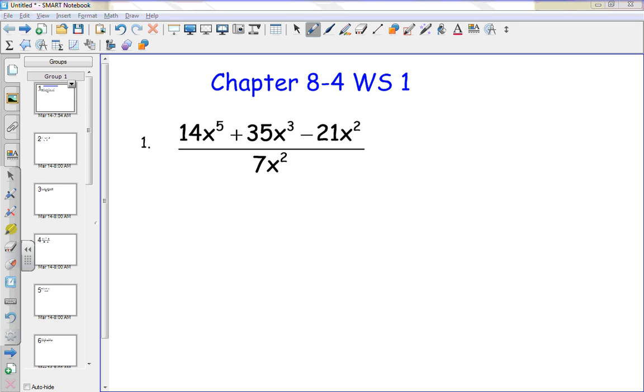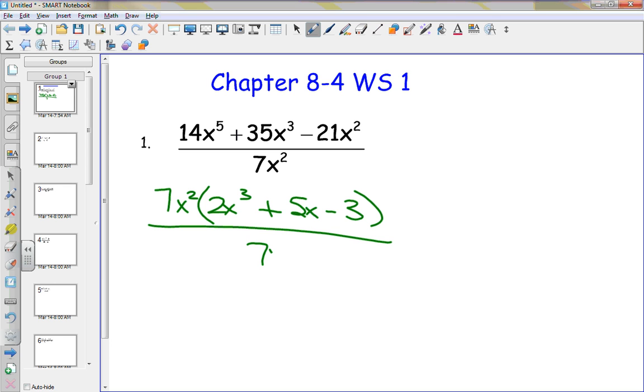If I pull a 7x squared out of 14x to the fifth, I'm left with 2x cubed. 7x squared out of 35x cubed gives 5x. 7x squared out of negative 21x squared gives me negative 3, all over 7x squared. The 7x squared could cancel. Now we're going to do our restrictions.